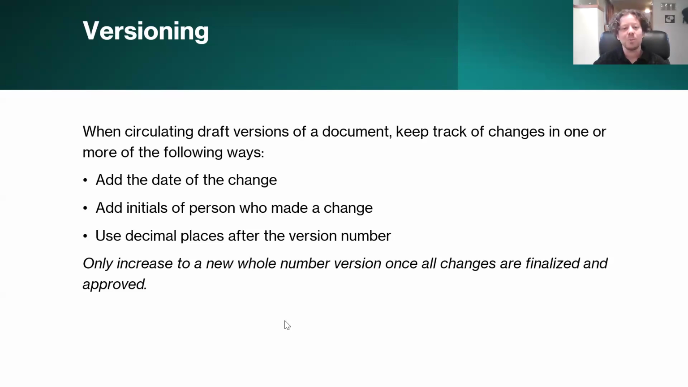So the better way to do that is just to keep track of the draft with the changes with an independent system, and then only increase to a new version number once it's actually the finalized approved document that you're going to submit to REB and that you're going to use.